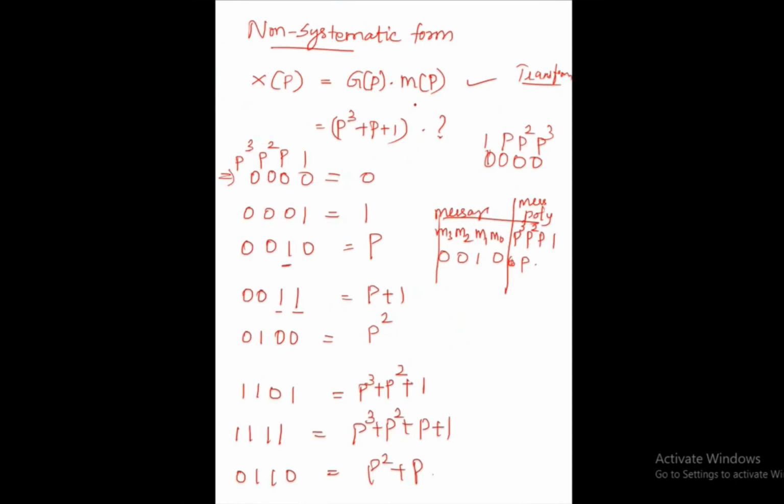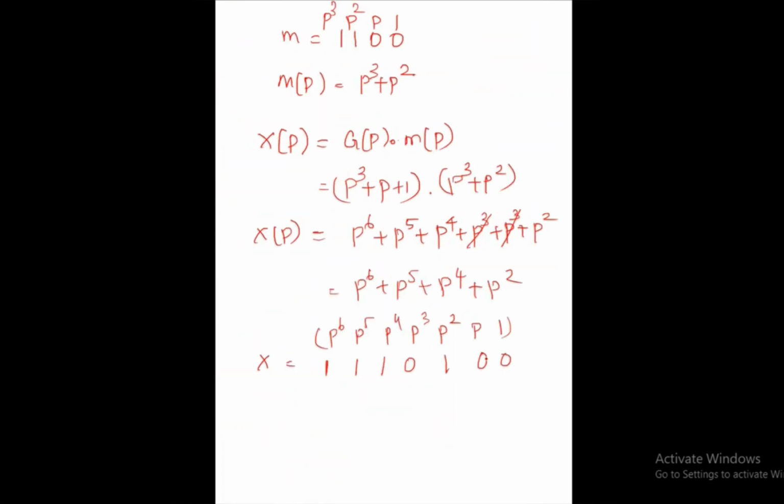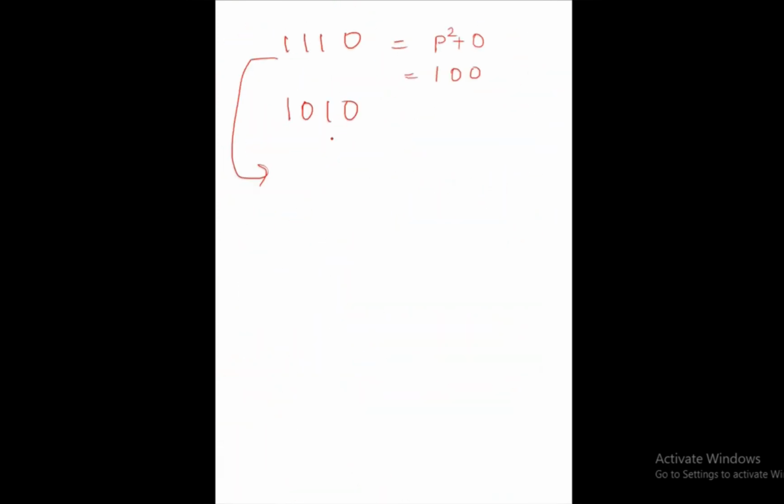Finished? What is the answer for this? 1110? p square plus 0. The answer is 100. Okay, for 1110 the code is 100. It's good. Very good. Similarly, calculate for 1010.